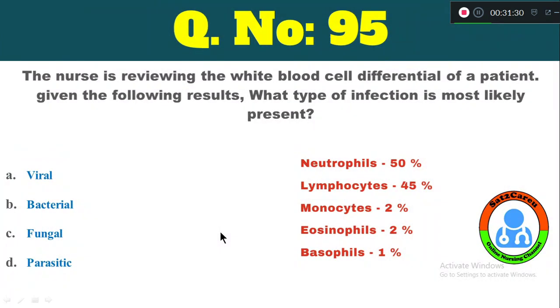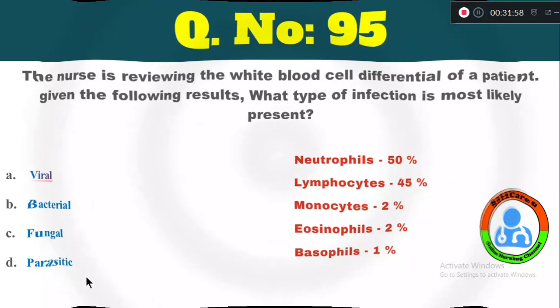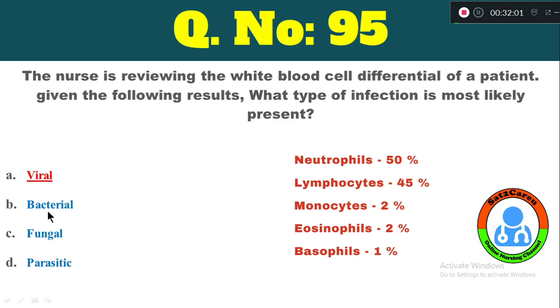Question number 95. The nurse is reviewing the white blood cell differential of a patient with the given results: neutrophils 50 percent, lymphocytes 45 percent, monocytes 2 percent, eosinophils 2 percent, basophils 1 percent. Which type of infection is most likely occurring? Option A viral, B bacterial, C fungal, D parasitic. The right answer is viral infection, which occurs most commonly.